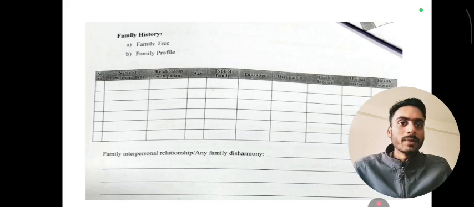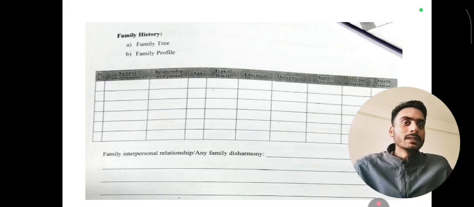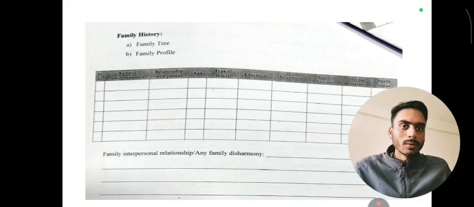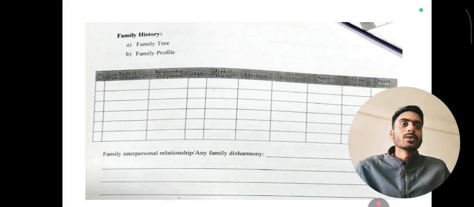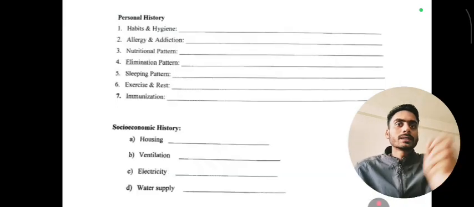And then family interpersonal relationship or any family disharmony, you just write my patient has a good interpersonal relationship with his family and neighbors, or healthcare providers. Okay, they can understand and follow our suggestion or advice. You just write. Okay, and then we discuss personal history.